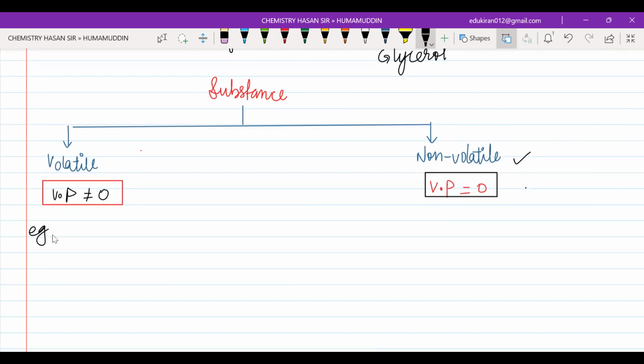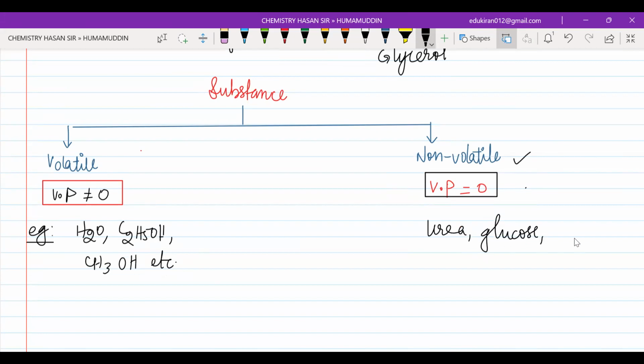For example, for volatile, we can go for water, we can go for ethanol, methanol, etc. And for non-volatile, you can go for urea, glucose, sucrose. These are all non-volatile substances.